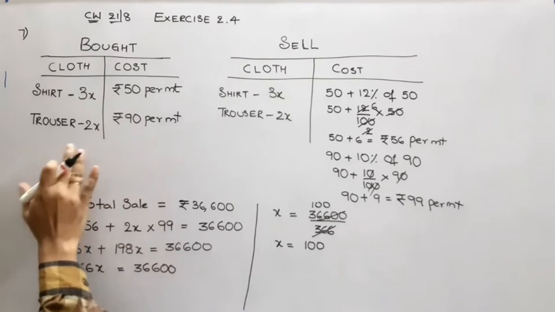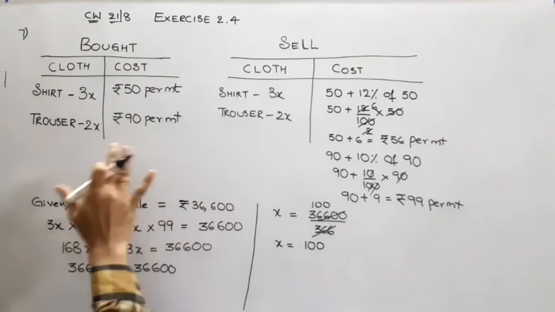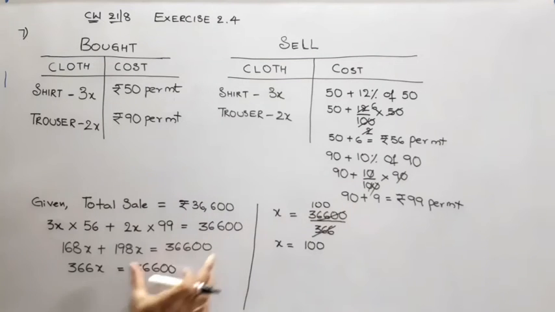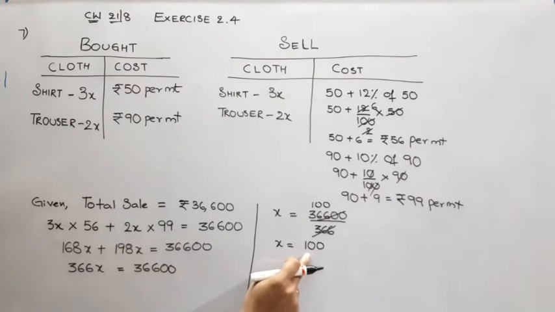Children, please be careful. Write this one and this one side by side up to here, and down to that you copy this, and down to this you please copy this one. Okay, everything should be there in the solution. So we got the value of x as 100.